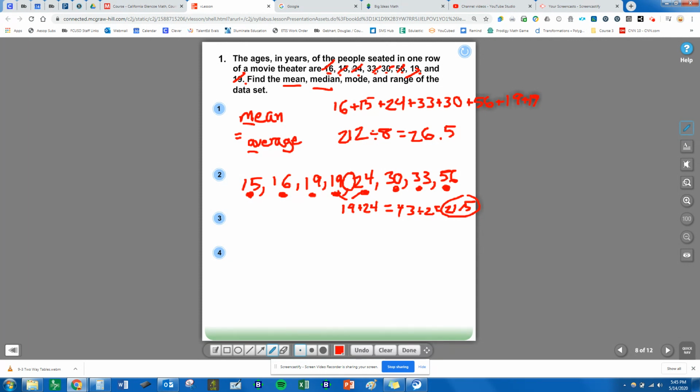So, mode is the most common. Mode and most both start with MO, so mode is the most common number, and so we're just looking for what number repeats, and it's 19 here. So mode would be 19.